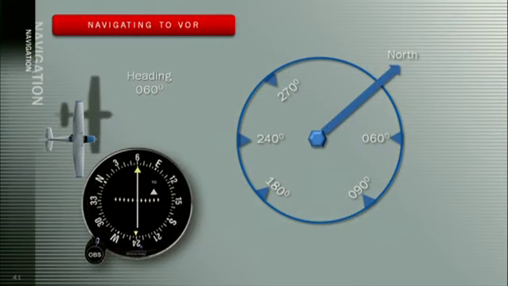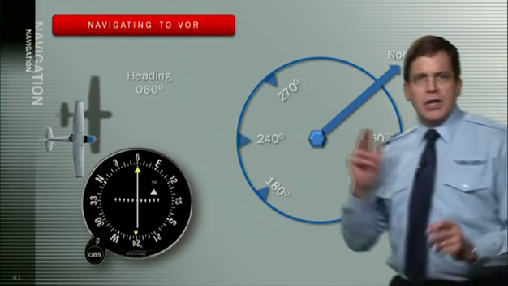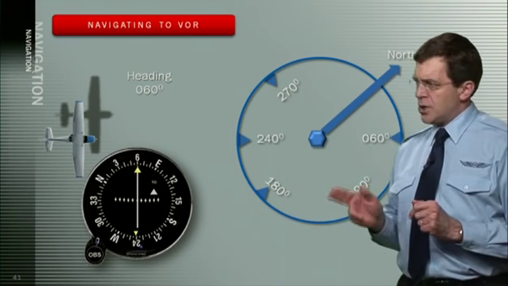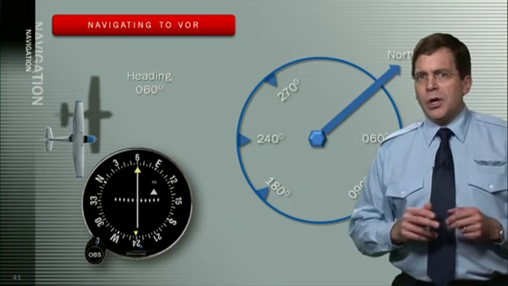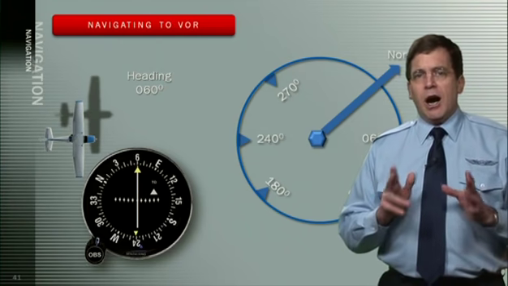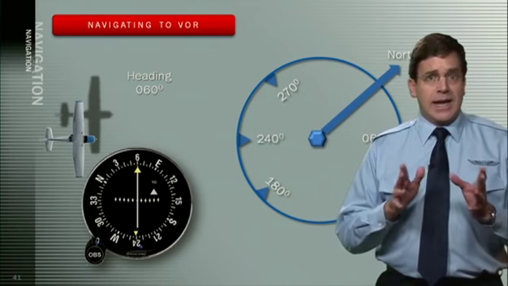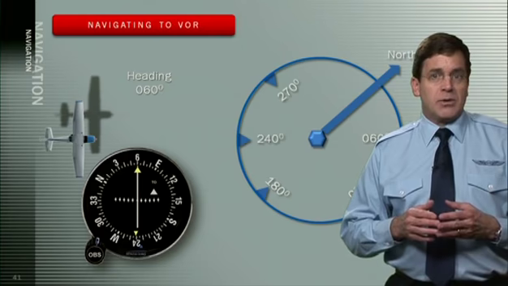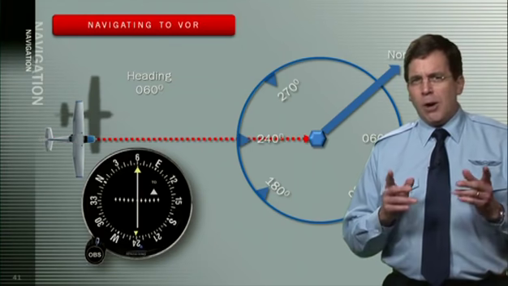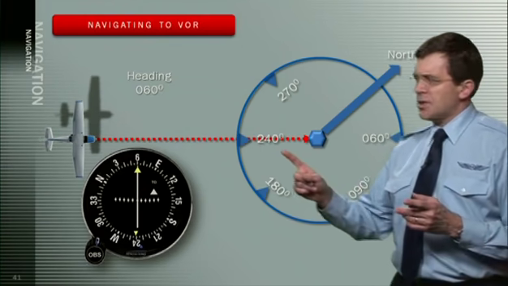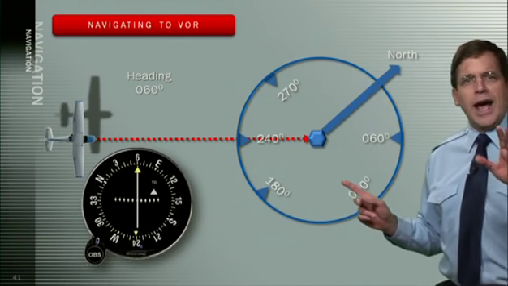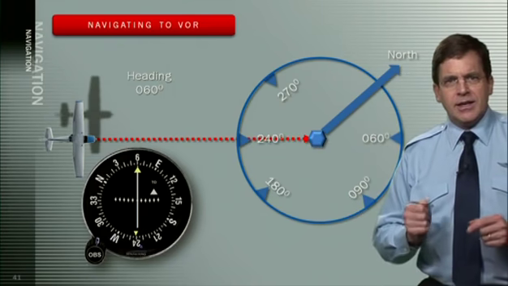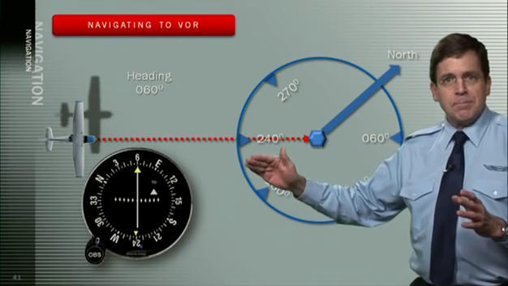In the illustration, if we fly to the station on the 060 degree radial, the indicator shows a to indication. Or we can also fly from the station on the 240 degree radial and the indicator shows a from indication. Sometimes you want to track directly to the VOR. Our plane is showing a heading of 060 degrees, but note we're actually on and using the 240 degree radial, the one that's coming out of the station.